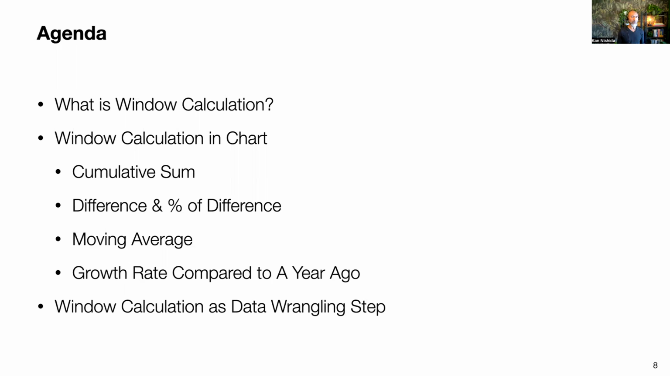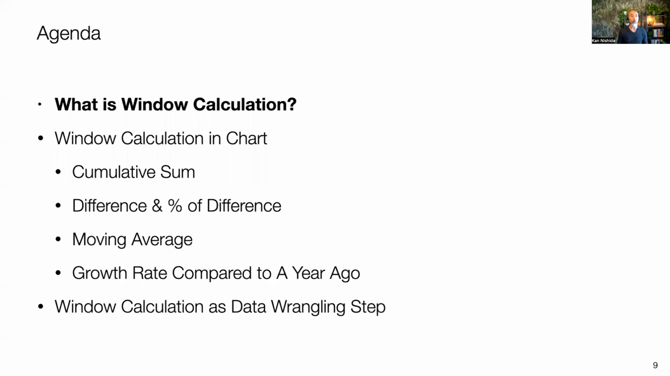And there are many things you can do. There are many types of window calculations, but I picked the 4 common ones: cumulative sum, difference or percent of difference, moving average, and growth rate. And last, but not least, window calculation can be done in a chart, but also as a data wrangling step. So I'm going to do the demonstration on that as well.